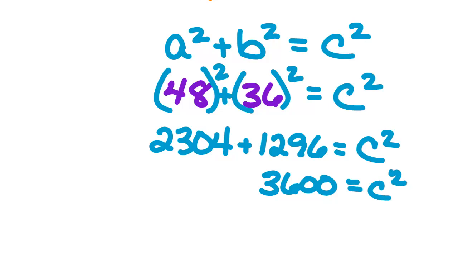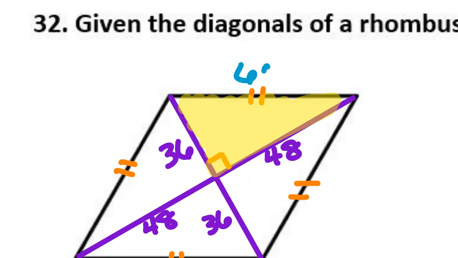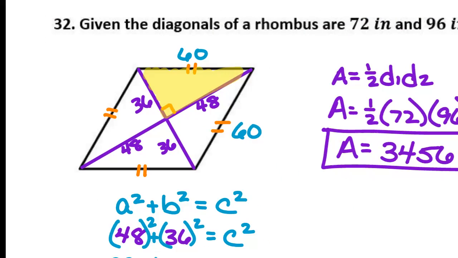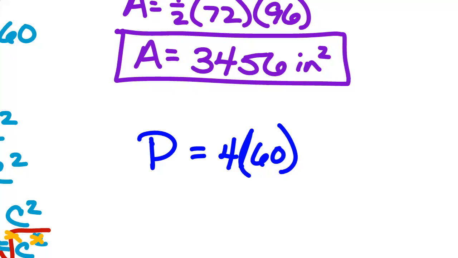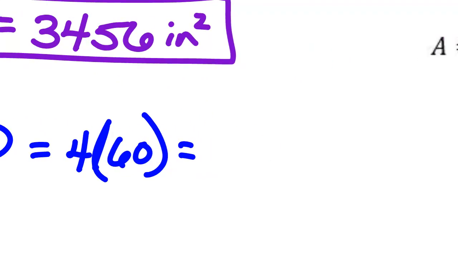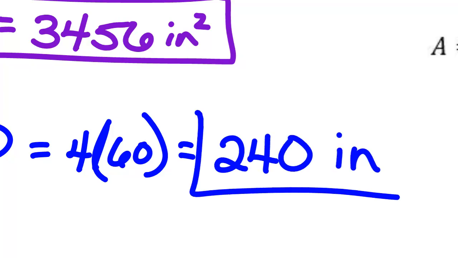Then we take a square root of both sides. Does this come out to be a nice, pretty whole number? Yes, it is 60. So this side is 60. This side would also be 60. 60 and 60. So how do I find my perimeter then? 60 times 4. Which gives me 240. And what kind of units would we have with that? Inches.